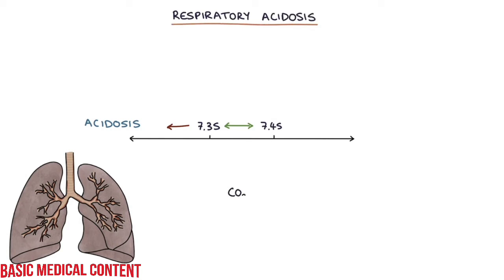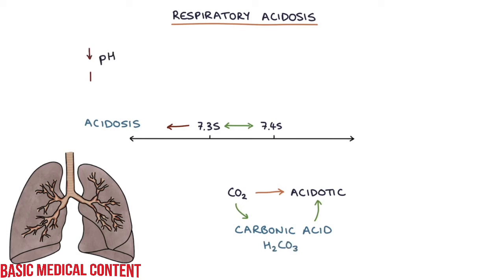Remember that carbon dioxide, or CO2, makes blood acidotic by breaking down into carbonic acid, or H2CO3. A low pH, or acidosis, with a raised PaCO2, or partial pressure of carbon dioxide, meaning that there's lots of carbon dioxide dissolved in the blood, indicates a respiratory acidosis. This suggests the patient is acutely retaining carbon dioxide and is unable to get rid of it, and this is what's turned their blood acidotic.